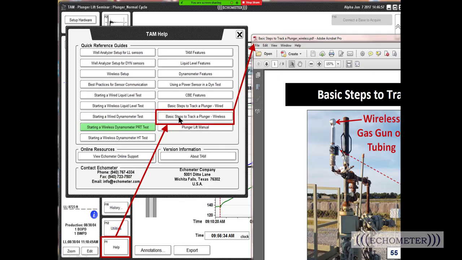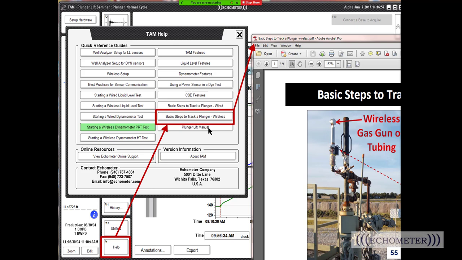We have the help menu. If you click on help, the steps we just talked about are under help. And then there's a plunger lift manual that's like a 150-page manual. If you click that button, the manual is tied to the plunger lift normal example. The plunger lift cycle, the normal cycle, is the cycle that's analyzed in the manual. So it's kind of a tutorial.